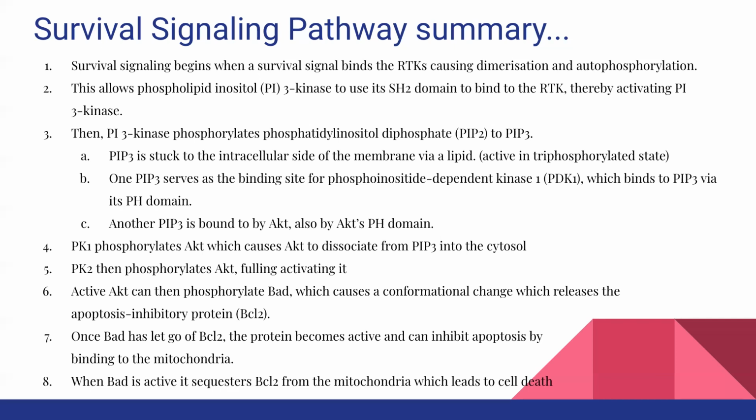And then active AKT can phosphorylate BAD, which causes a conformational change, which releases the apoptosis inhibitory protein, which is BCL2. And then once BCL2 is active, it can bind to the mitochondria and inhibit apoptosis.